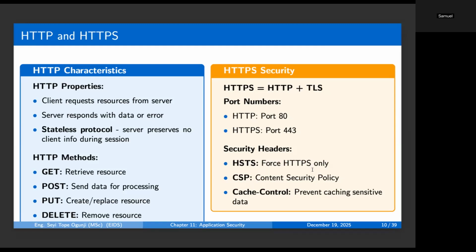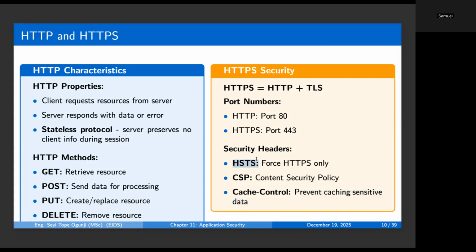So that's the CSP, content security policy. Then there is also another header called cache control. With cache control, it says, don't save sensitive information. That means it prevents caching sensitive data. So it tells the browser not to save sensitive information. So that's what these three headers do.